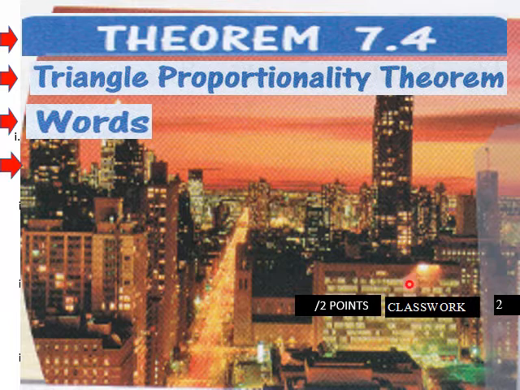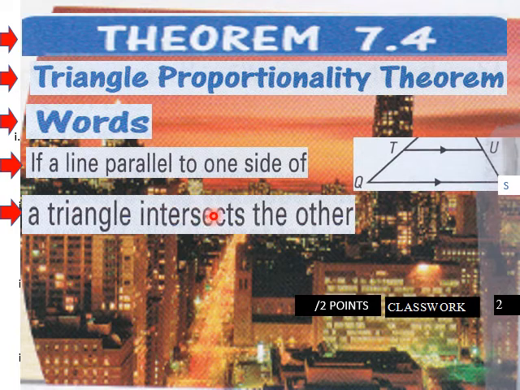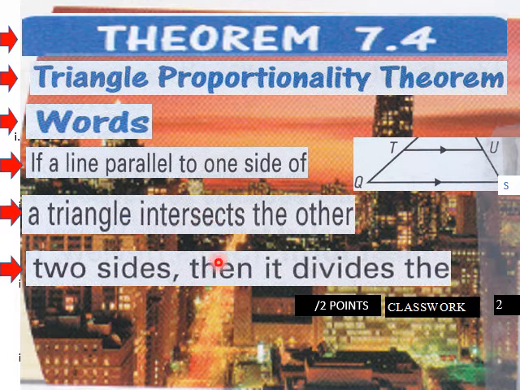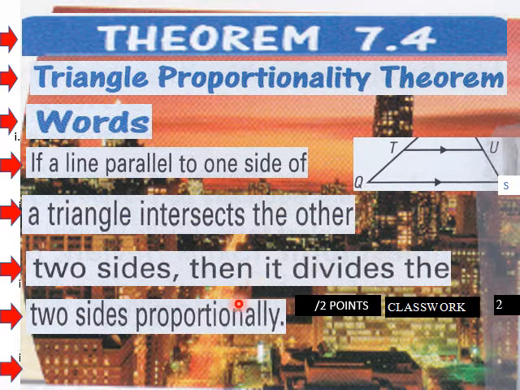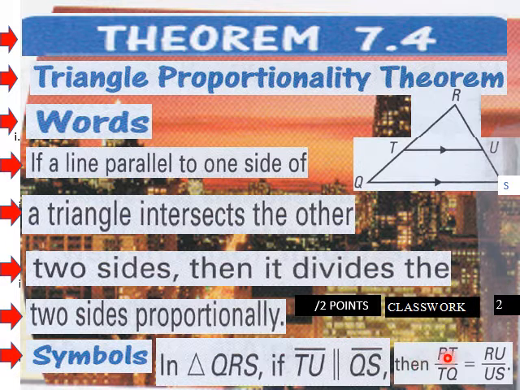Okay, theorem 7.4, this is your classwork, page 2. If a line parallel to one side of a triangle intersects the other two sides, then it divides the two sides proportionally. Symbols, triangle QRS. If line segment TU is parallel to QS, then RT over TQ equals RU over US. That's the triangle proportionality theorem.